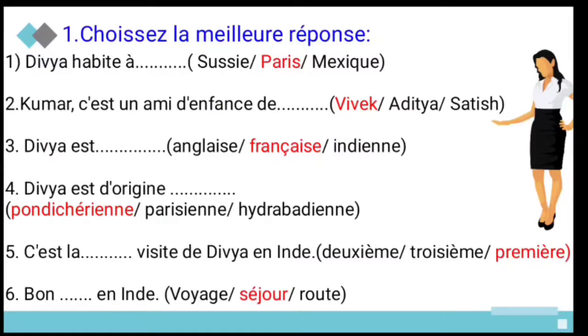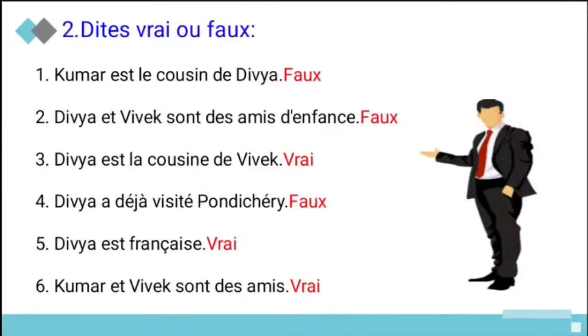So this is the choose the best answer which is based on the dialogue A. And let us move to the second one, that is a dit vrai or faux. It means a true or false. Kumar est le cousin de Divya. So it means Kumar is the cousin of Divya. So the answer is faux. Faux means what? False. Why? Because Vivek is the cousin of Divya, not Kumar.